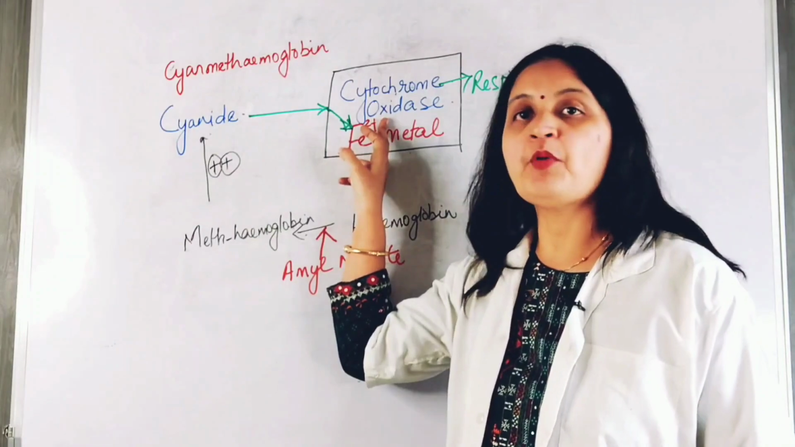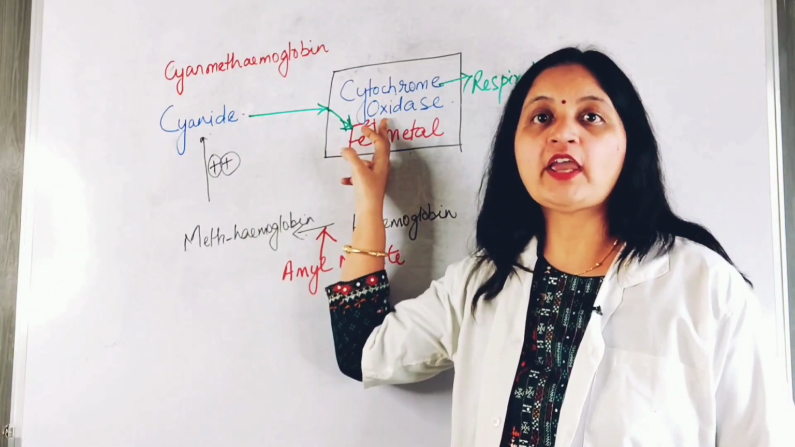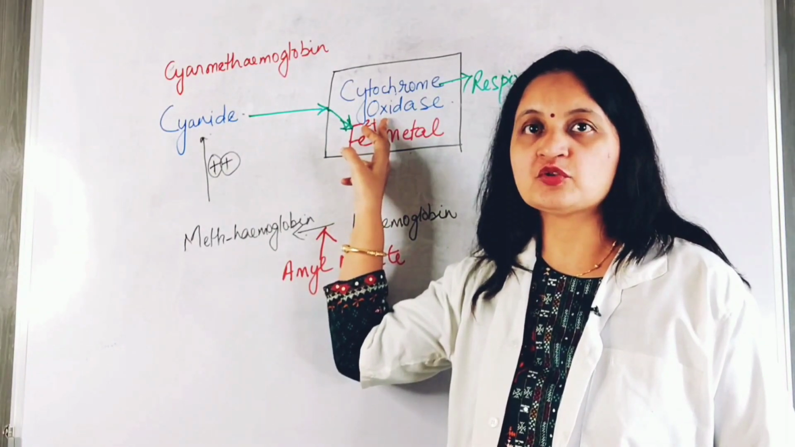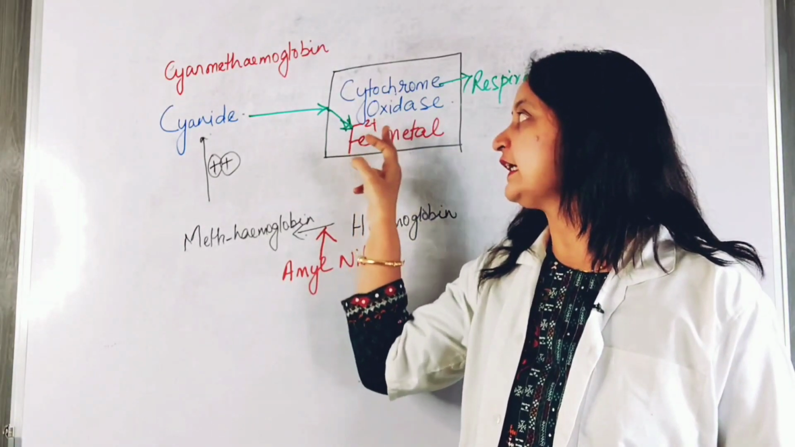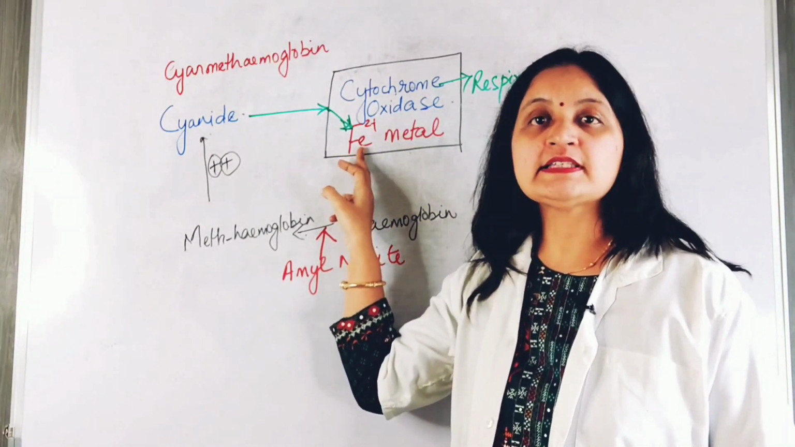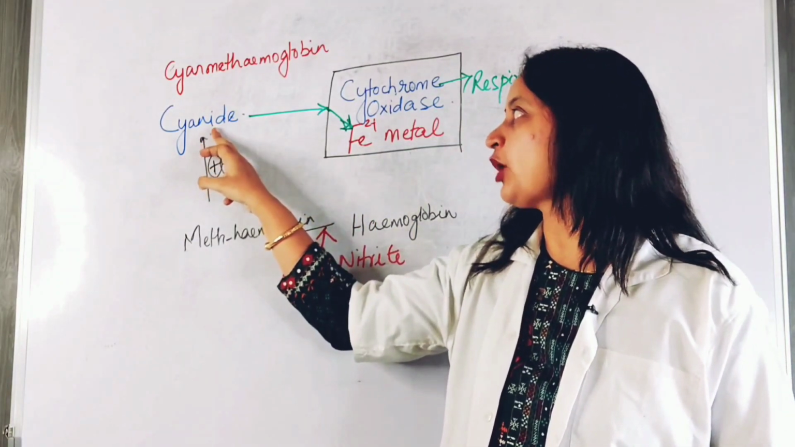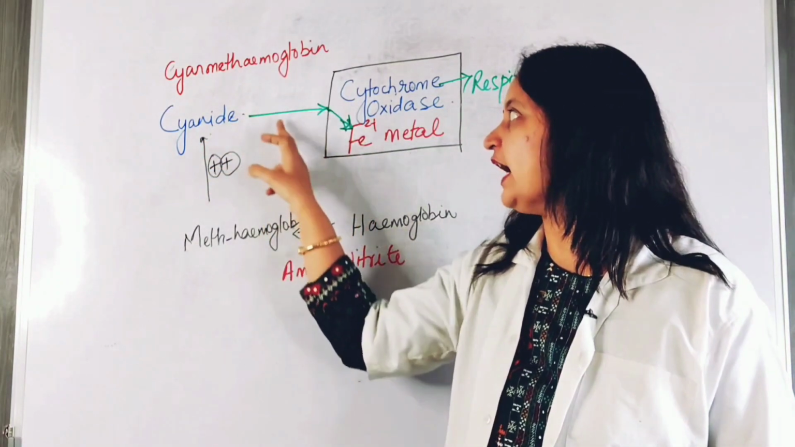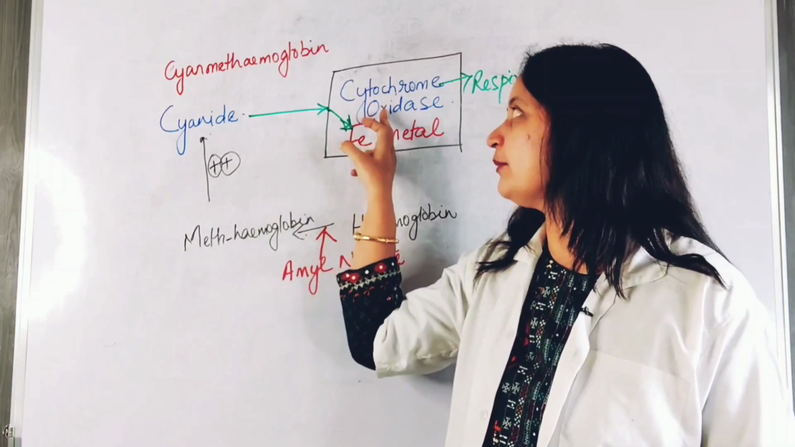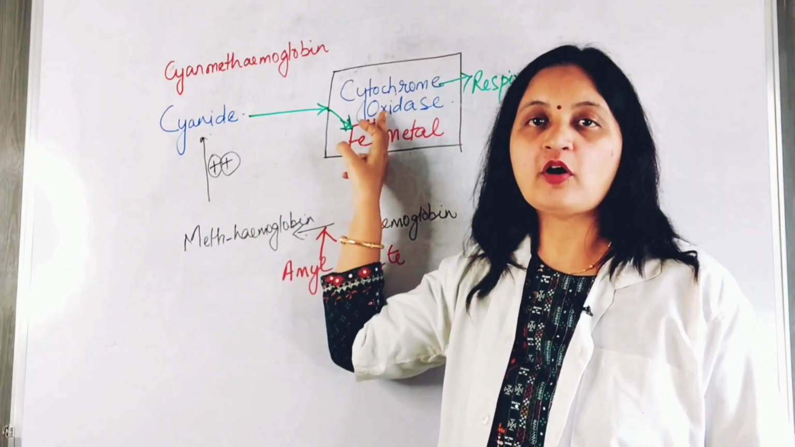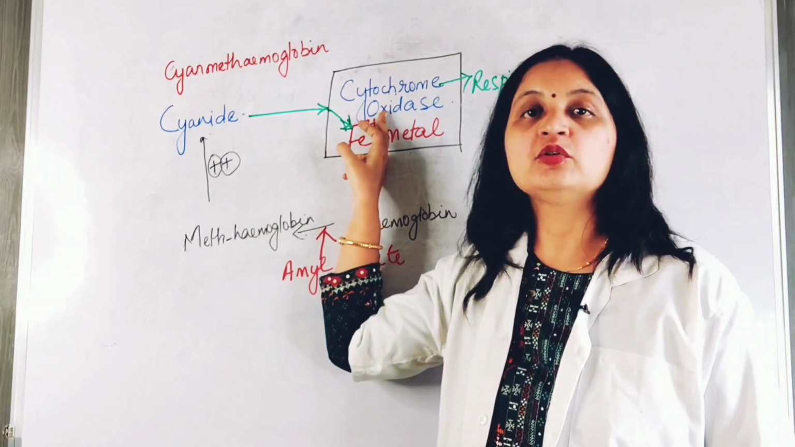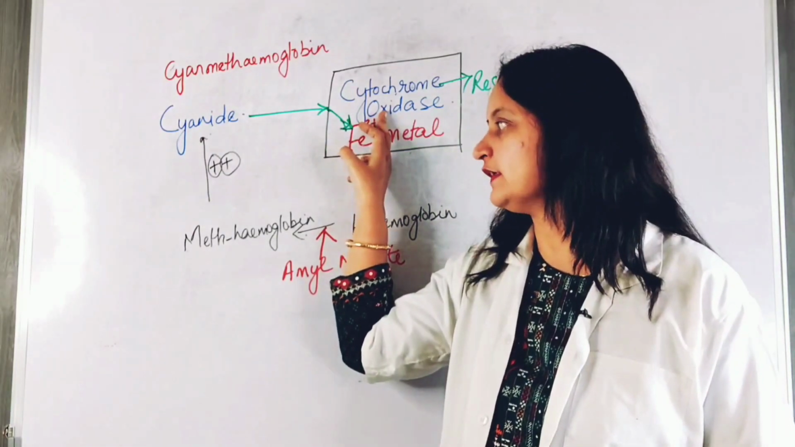Cytochrome oxidase is an important enzyme that is responsible for aerobic respiration in tissues. Cytochrome oxidase contains iron metal which is essential for its function. Cyanide ions have the property to cause chelation with iron, and this interrupts the functioning of cytochrome oxidase in respiration. So this hinders the respiration process.